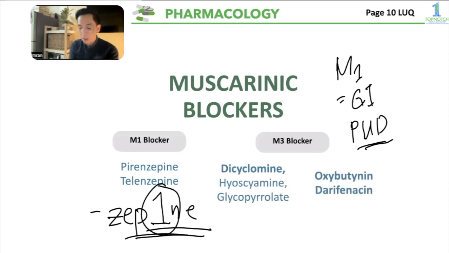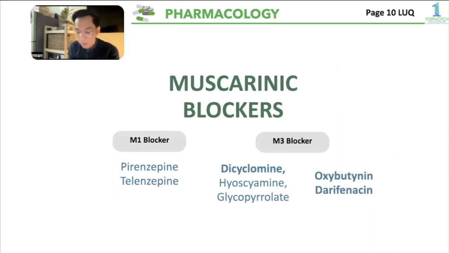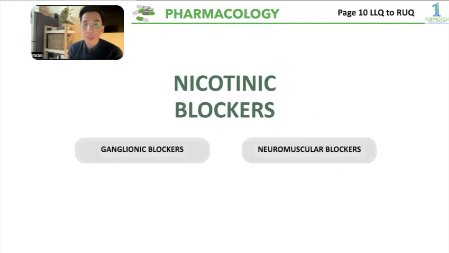So your M3 blockers are the following naman. You have your dicyclomine, your hyoscyamine, oxybutynin, and darifenacin. Itong mga to, ginagamit sila for incontinence, yung urinary incontinence. Okay? So those are your M3 blockers. Now, we're done with your muscarinic blockers.